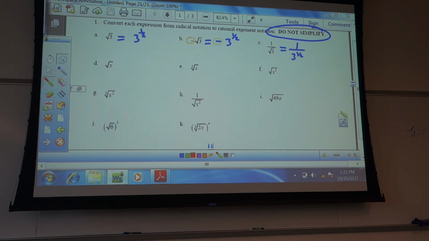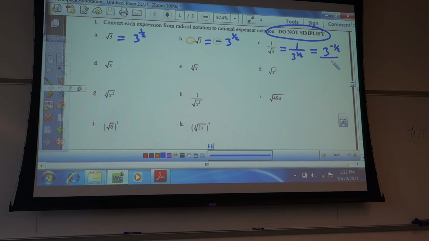Okay, so now we're at this spot. Is everybody with me? And are we all on the same frame of mind with this part here? Does everyone understand how I got from 1 over square root of 3 to 1 over 3 to the 1/2? Now, I want my exponent not on the bottom. 3 to the 1/2 on the bottom means what? 3 to the negative 1/2 on top.